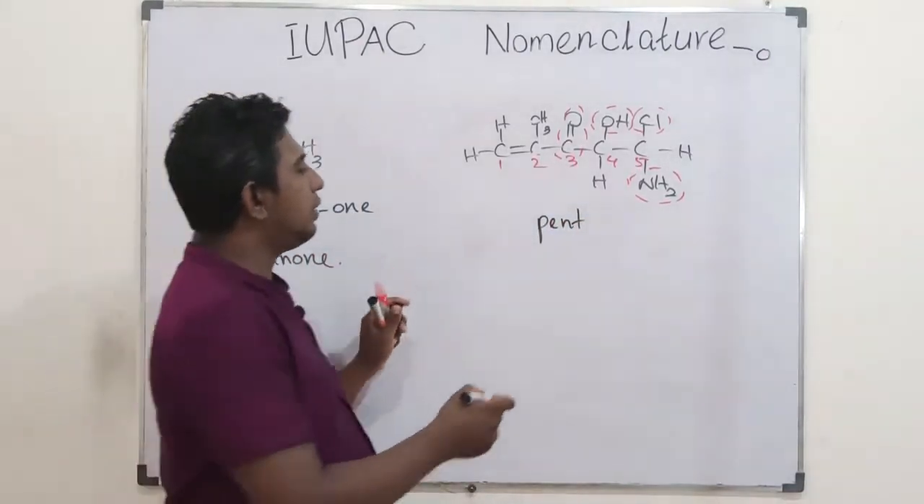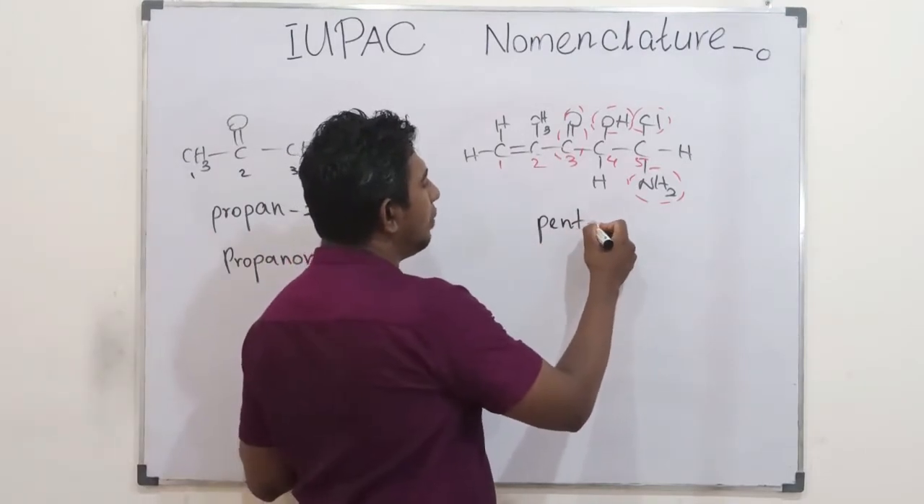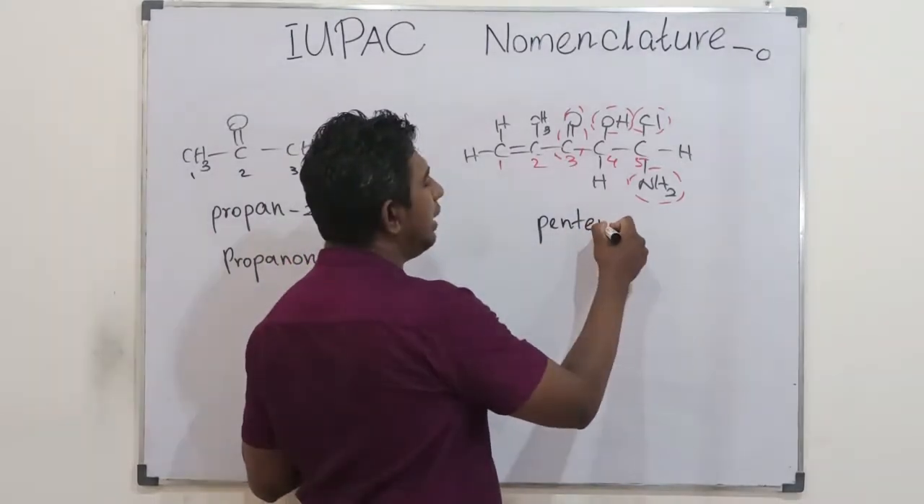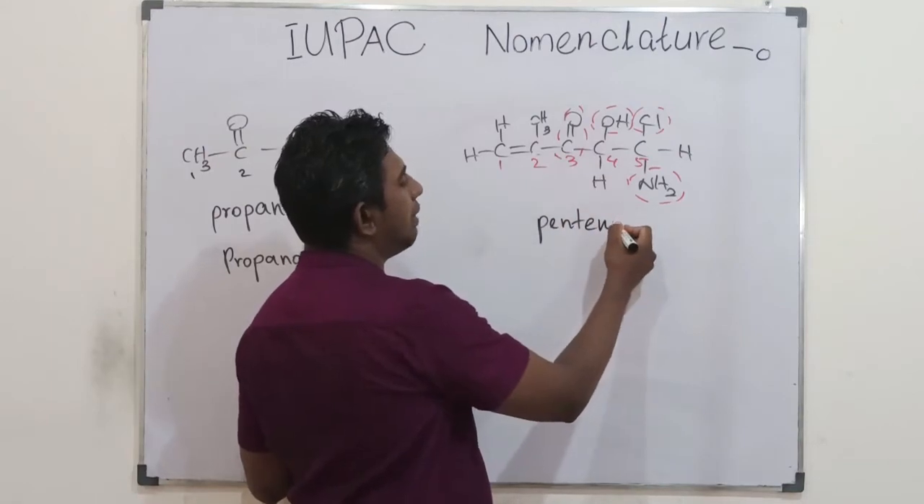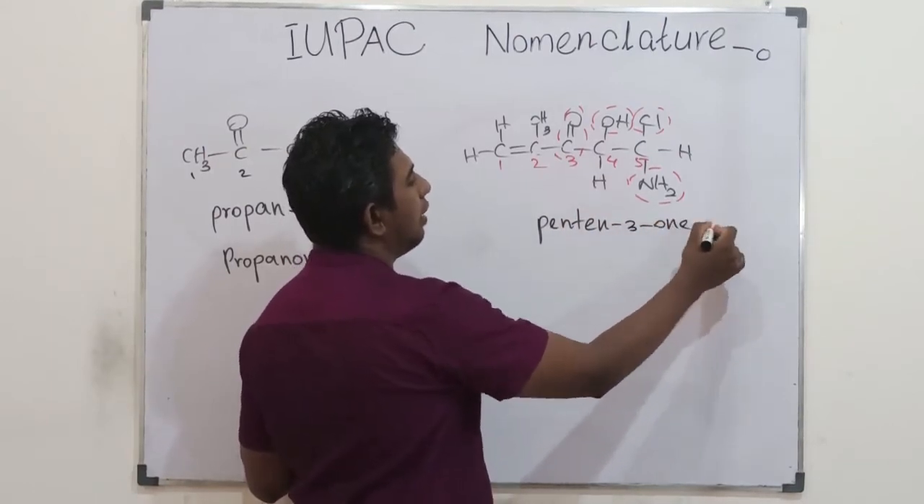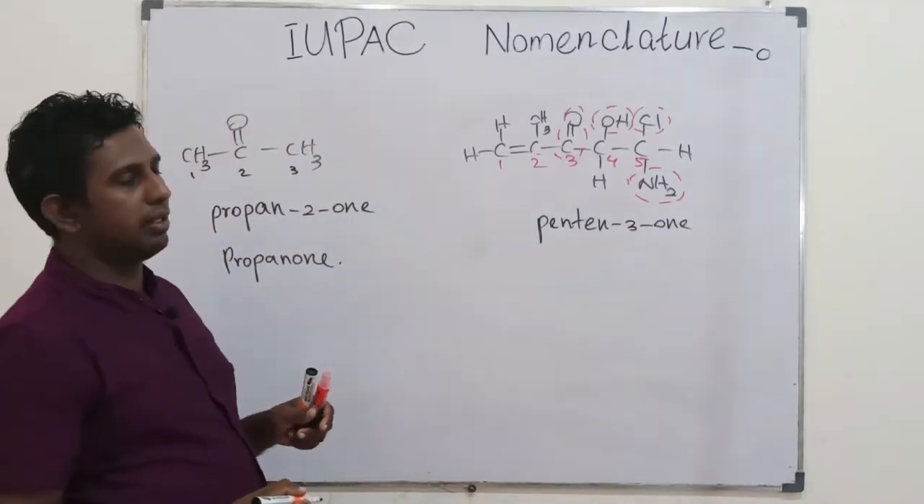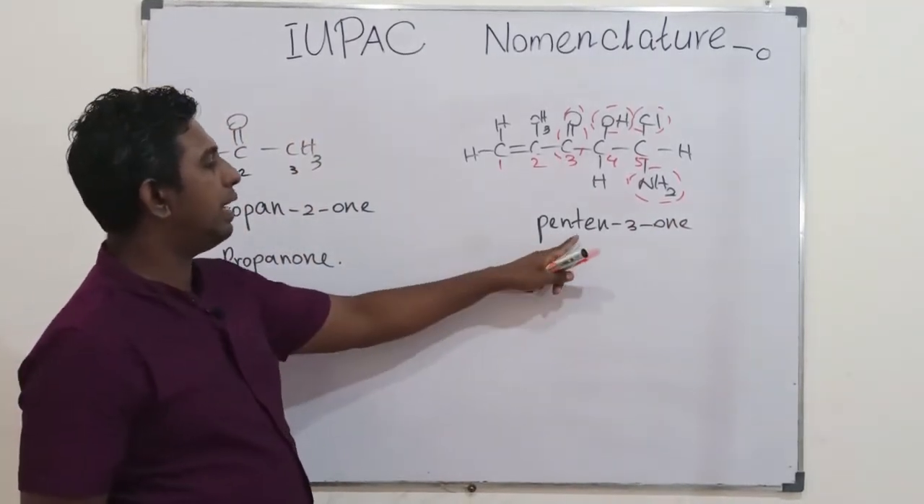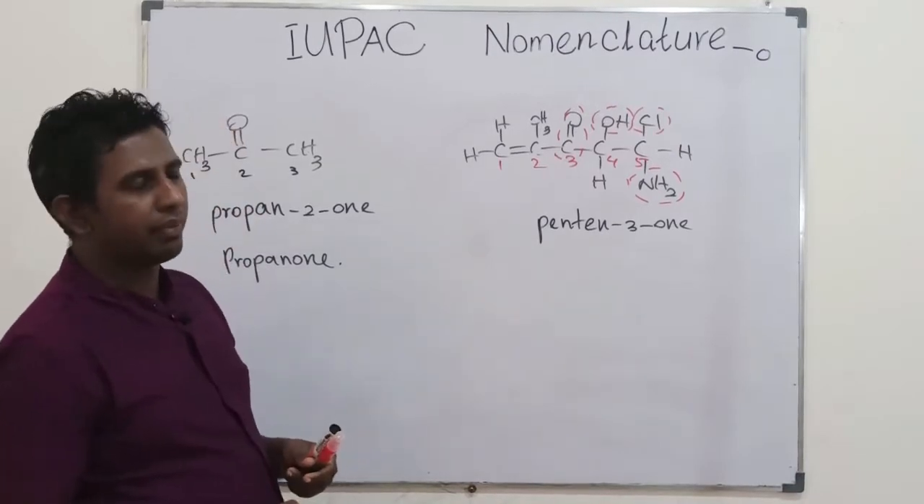Then on the first you have E. So it is pentene, so the vowel sound is cut. Then it is 3-one. So it is pentene-3-one. You could write pent-1-en-3-one as well.